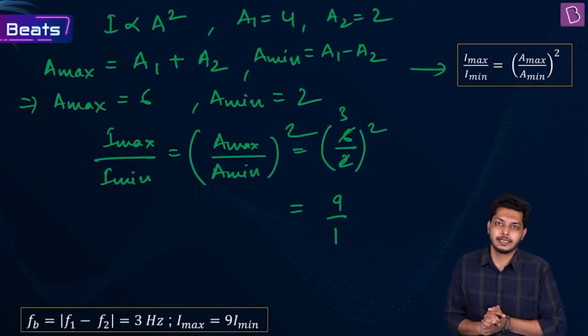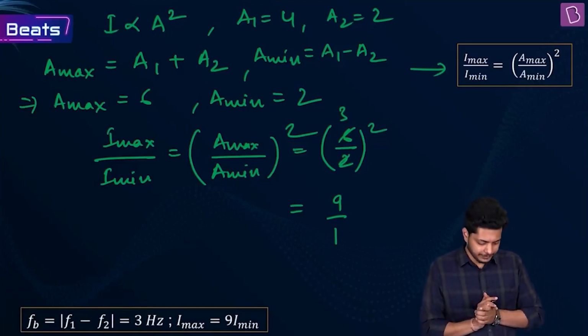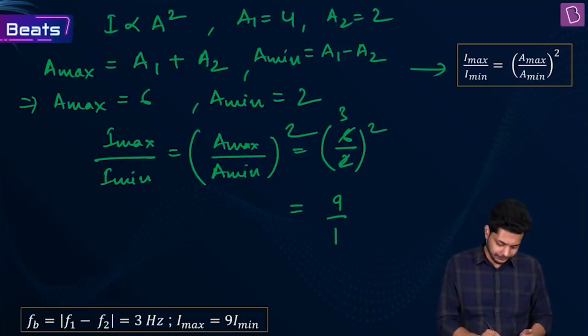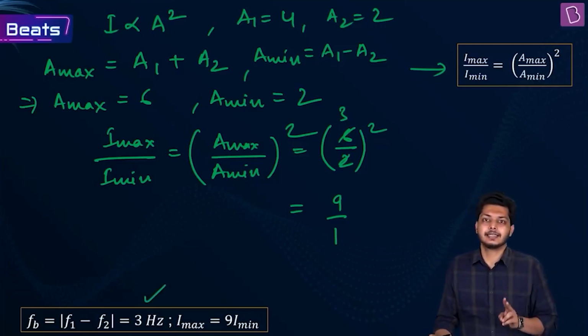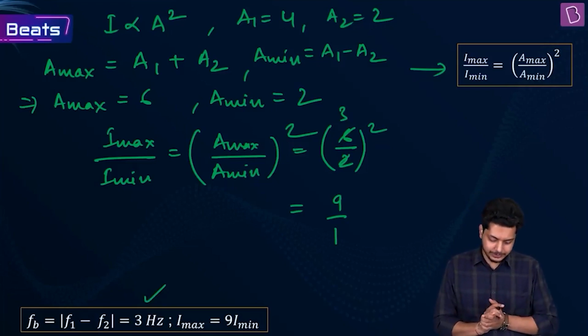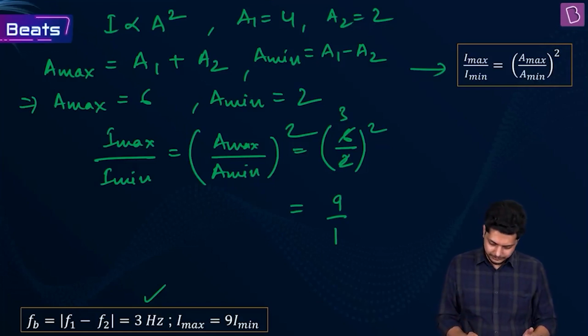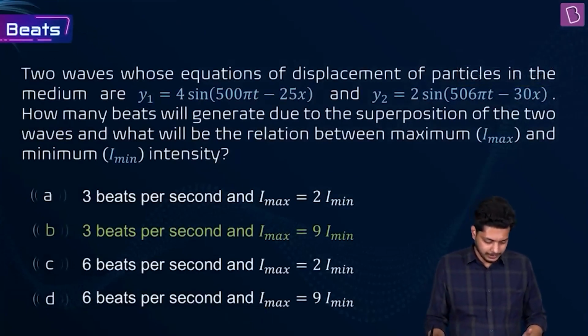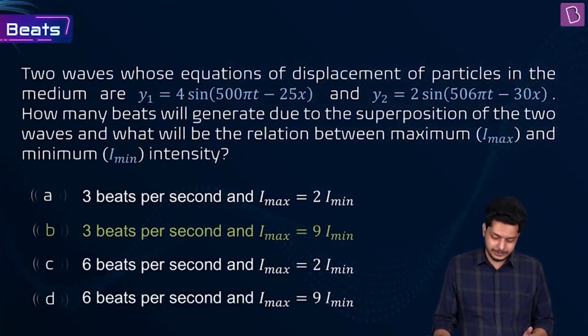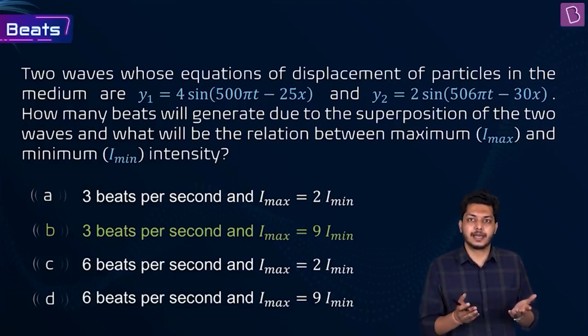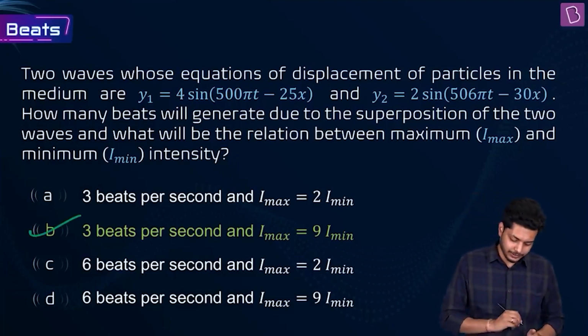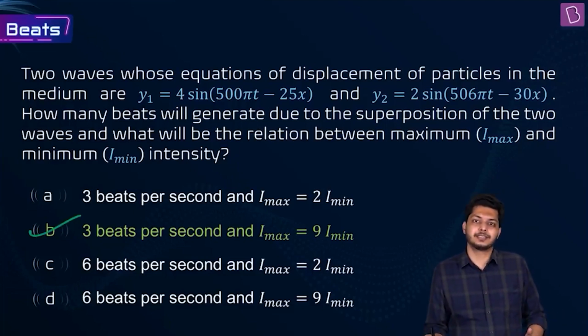So we had to calculate two things. First, the beat frequency, which we got as 3 hertz. Second, the relation between I max and I min, which is I max = 9 times I min. Now let's test the options. Option B says the beat frequency will be 3 beats per second and I max is equal to 9 I min, which matches our answer, and that is why option B is the correct option for this question.